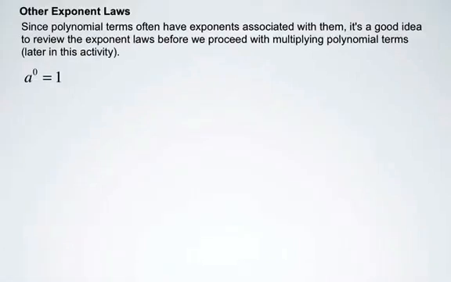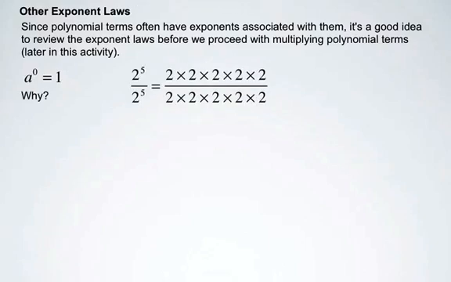Other exponents to review before we proceed. Any base to the exponent 0 equals 1. A to the 0 equals 1. Why? Because anything divided by itself, so 2 to the 5th divided by 2 to the 5th equals 1. And after we do all of our canceling, we're left with 1.